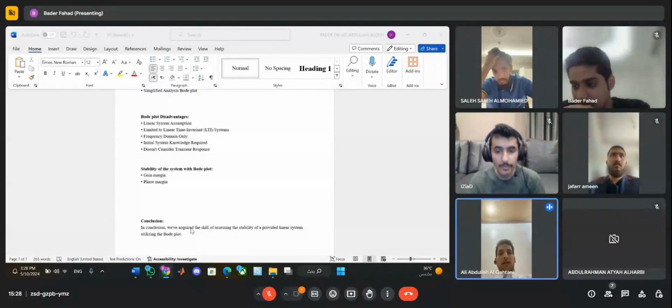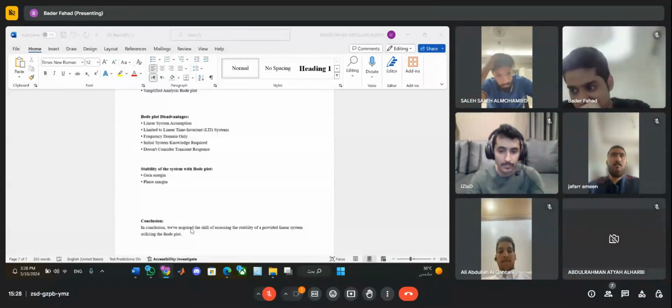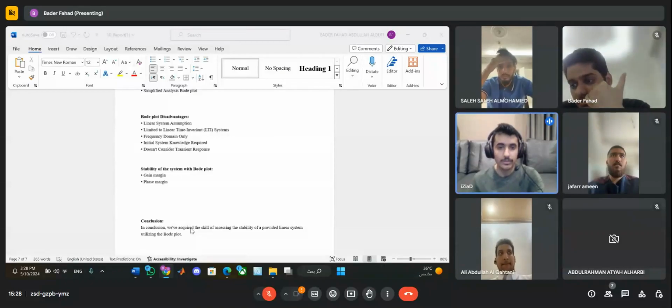Let's move to stability of the system with my teammate Ziad. Assalamu alaikum. We have two types of stability of a system with the Bode plot. The first one is the gain margin, and the second one is the phase margin.